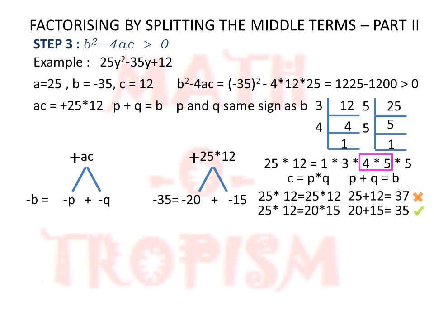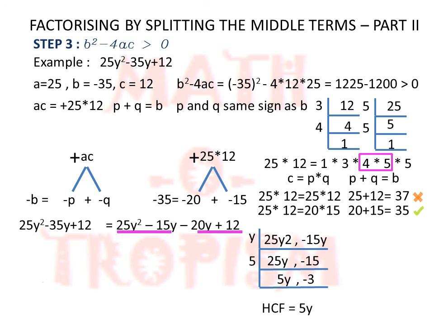So 25y square minus 35y plus 12 is going to be written as 25y square minus, I am taking 15y first because 25 and 15 will have a common factor of 5, because 20 and 12 will have 2. So for easier grouping, I am doing it as 25y square minus 15y minus 20y plus 12. Now when I take the HCF of 25y square and minus 15y, I get 5y, and the balance remaining terms is 5y and minus 3.